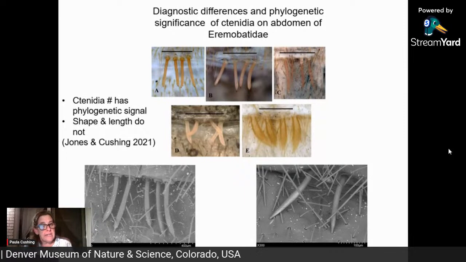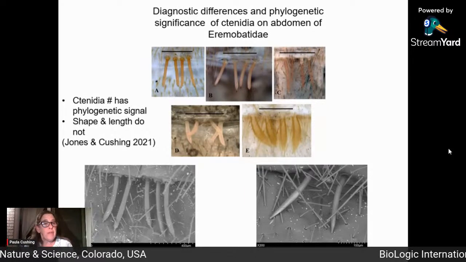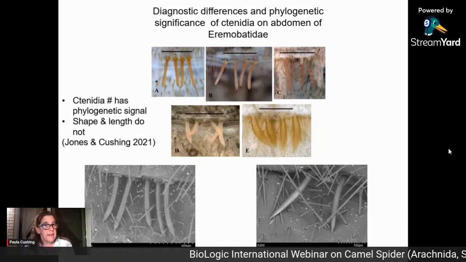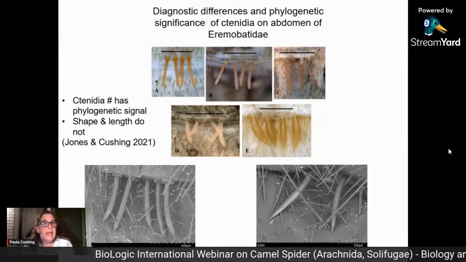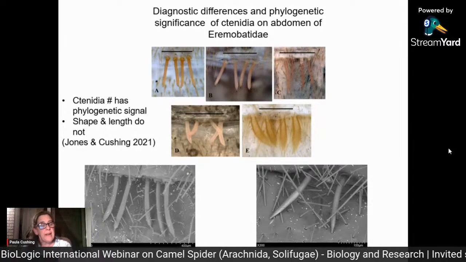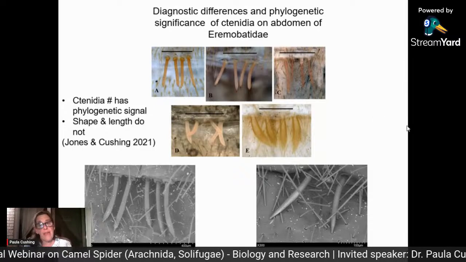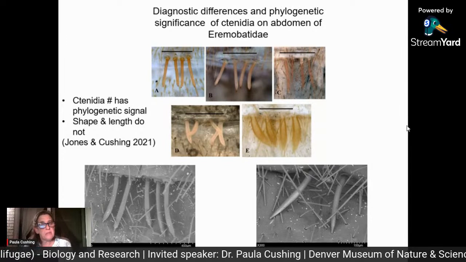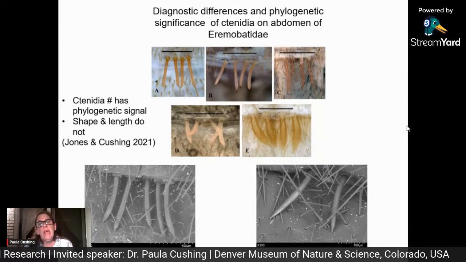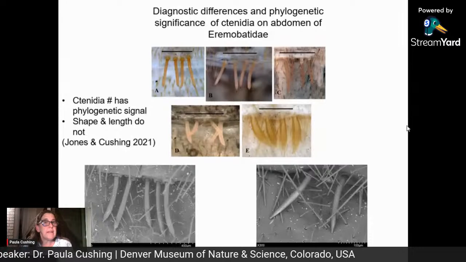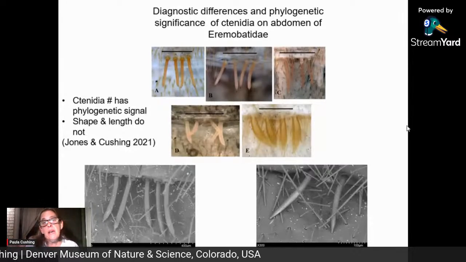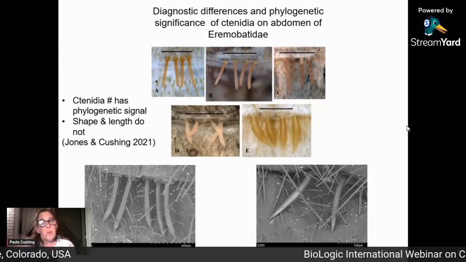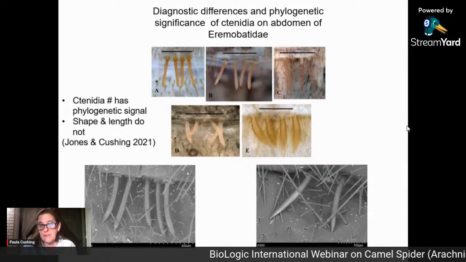And Ryan did a nice study where he was testing whether the number, the length, and the shape of the ctenidia had phylogenetic informativeness. And what he found was that the number has a phylogenetic signal. It's important whether they have ctenidia or not. Some genera don't have ctenidia at all, and that seems to be evolutionarily meaningful. But the length and the shape tend not to have a significant signal. So you can have various numbers of ctenidia, various shapes, sometimes even within a species.